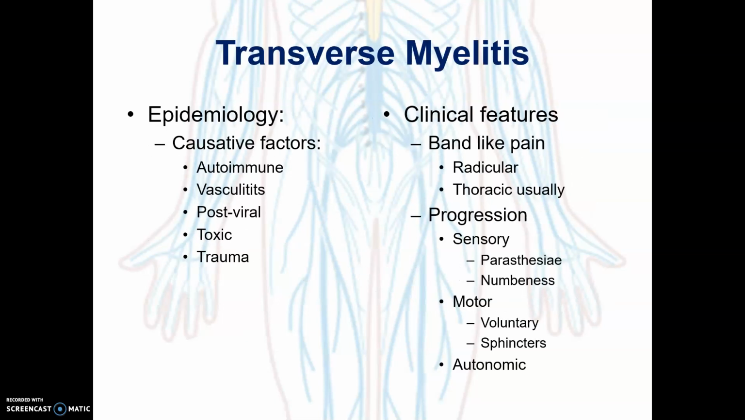So this is a spinal cord problem. It's transverse myelitis, and the causes are multiple, as listed on the left-hand side, including autoimmune disease, vasculitis, viral infections, toxins, and trauma. Patients often present with band-like radicular pain, which then progresses to sensory loss and then motor loss. And the degree of progression and the degree of severity of the neurological symptoms can help us to classify these patients and prognosticate.